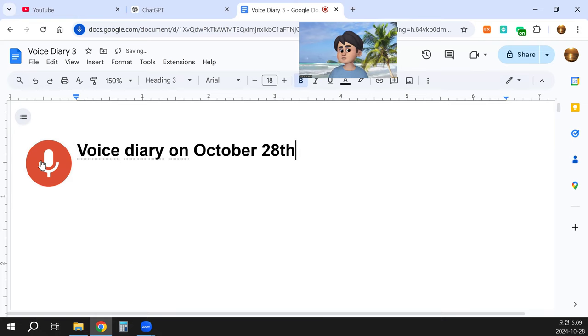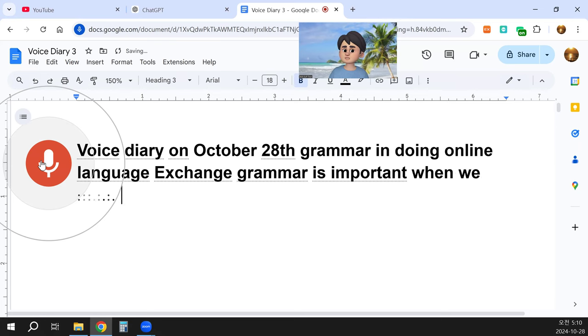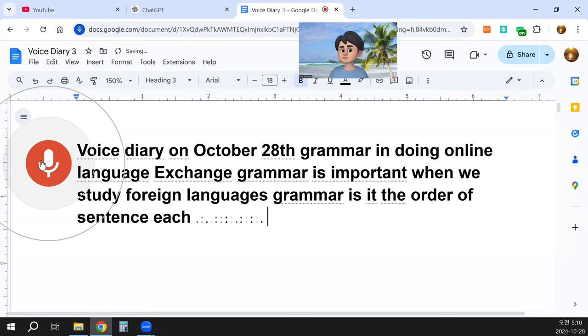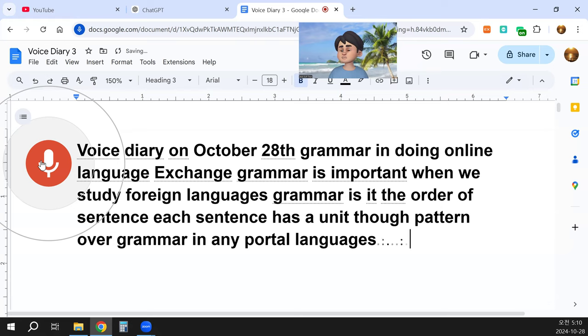Grammar in doing online language exchange. Grammar is important when we study foreign languages. Grammar is the order of the sentence. Each sentence has a unique pattern of grammar in any foreign language, any language.